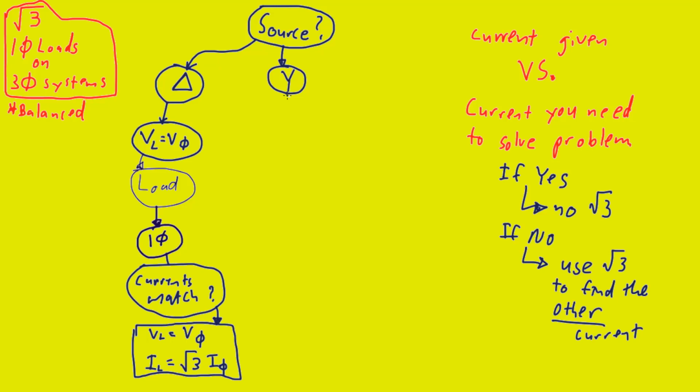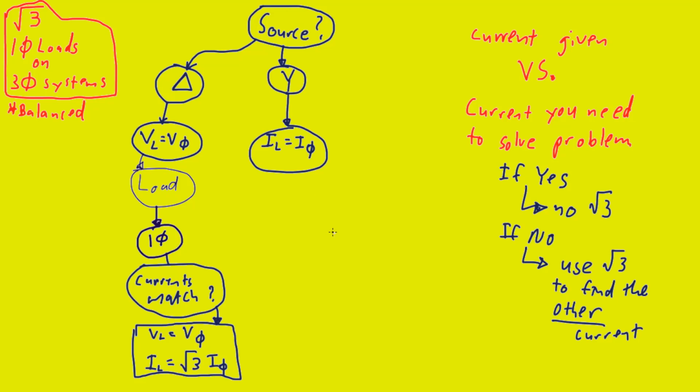Okay, so that wraps up the delta side of our flowchart. Now let's move over to the Y side. So if we have a Y source, we do not need to wonder if the current is phase or line current provided by the problem. So you can see there's a difference here. On the delta side, we had the voltage that we didn't need to wonder about, and on the Y side now, we don't have to wonder about the current.